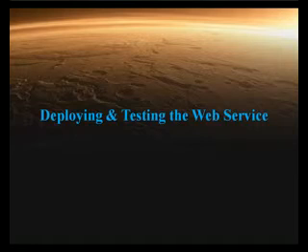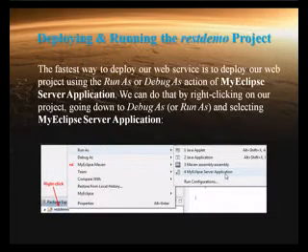Deploying and testing the web service. Deploying and running the REST demo project. The fastest way to deploy our web service is to deploy our web project using the Run As or Debug As action of MyEclipse Server Application. We can do that by right-clicking on our project, going down to Debug As or Run As and selecting MyEclipse Server Application. This picture shows that.